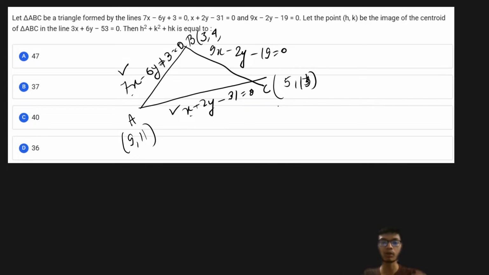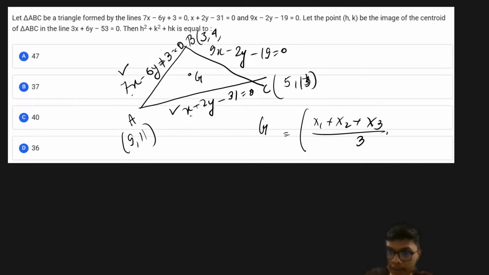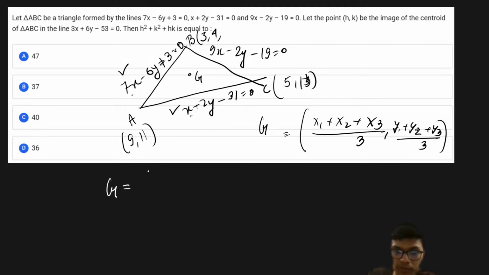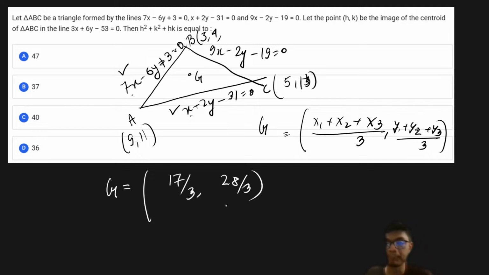Now if I have the coordinates of the different points of the triangle, then I can find the centroid. Our centroid G will simply be equal to x1 plus x2 plus x3 divided by 3 comma y1 plus y2 plus y3 divided by 3. So from here I simply get the center of this triangle ABC, and if you calculate, it will be 17 upon 3 comma 28 upon 3.